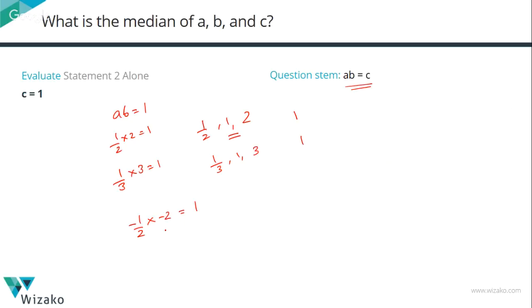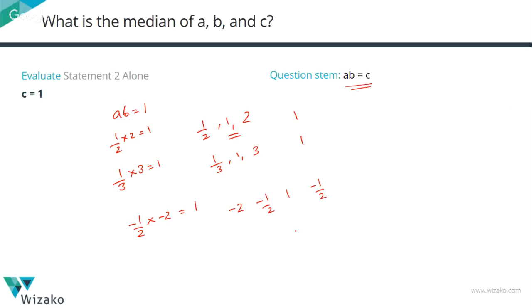Certainly yes. What will be the ascending order of these numbers? Minus 2 is the smallest number, minus half is next, and then 1. So what would have been the median in that case? The median would have been minus 1 by 2. So what I want to impress upon you, whenever you say AB equal to 1, we'll say that A is equal to 1 by B, and we'll always look for positive numbers. There are negative numbers which could spoil the broth for us.